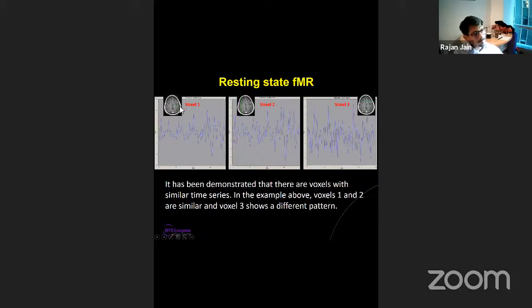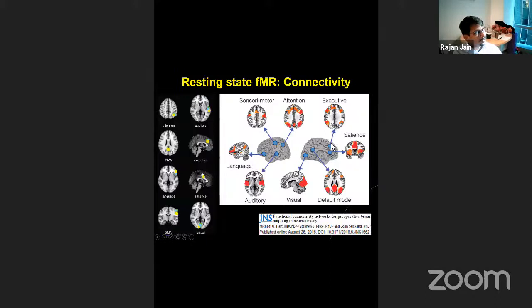For example, looking at the motor network, voxel 1, in the left precentral gyrus in the hand motor area, you can see the time series created from this voxel matches with voxel 2, from the right precentral gyrus hand motor area, versus another voxel taken from the right frontal lobe anteriorly. These two voxels' time series do not match with this one. So what we're trying to do is look at all the voxels in the brain and connect different networks based on matching the time series.